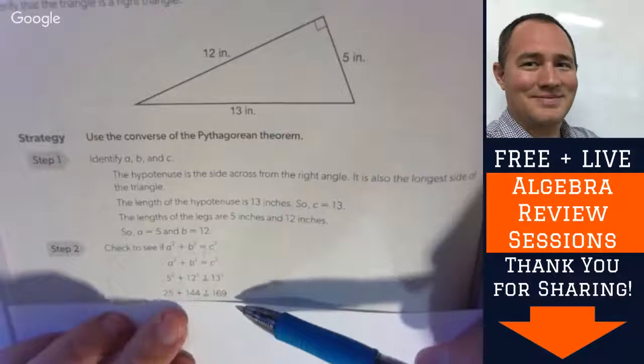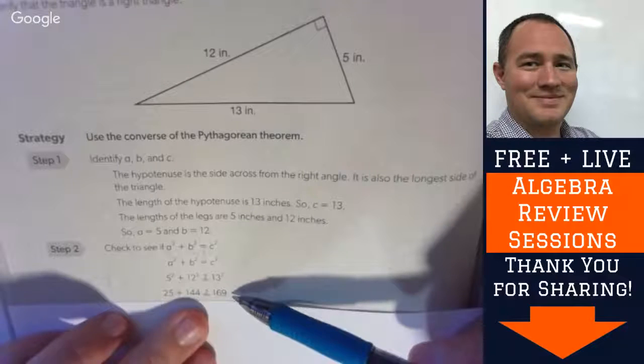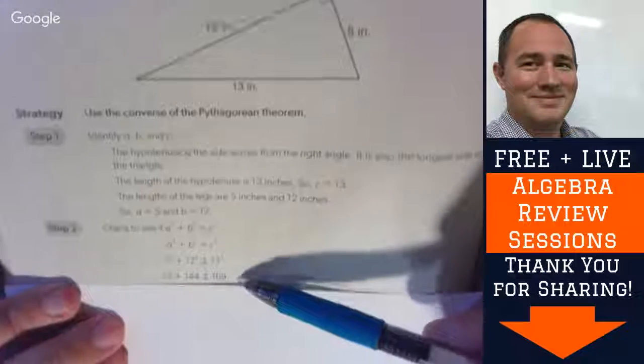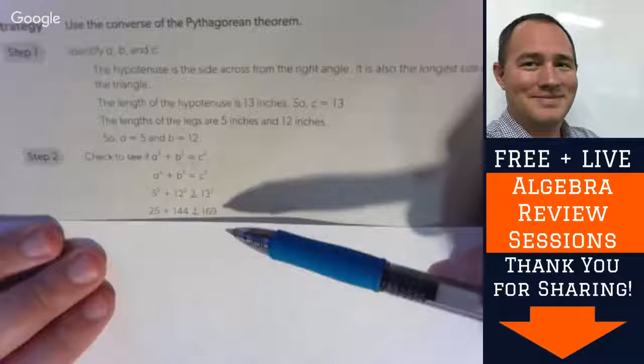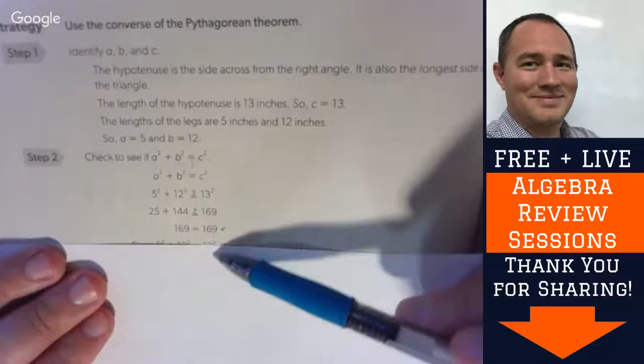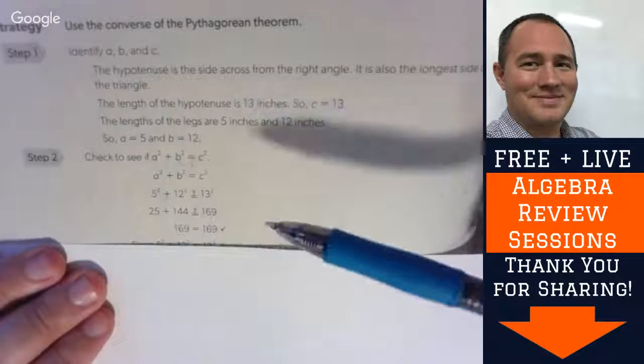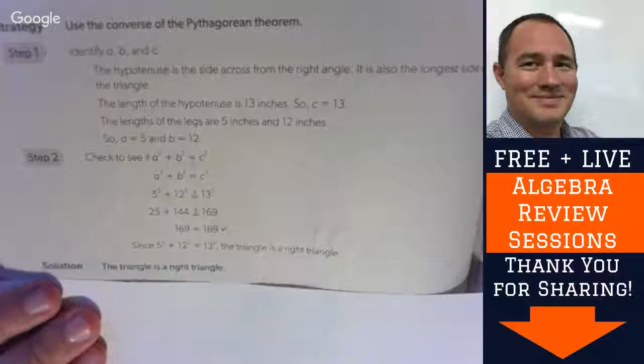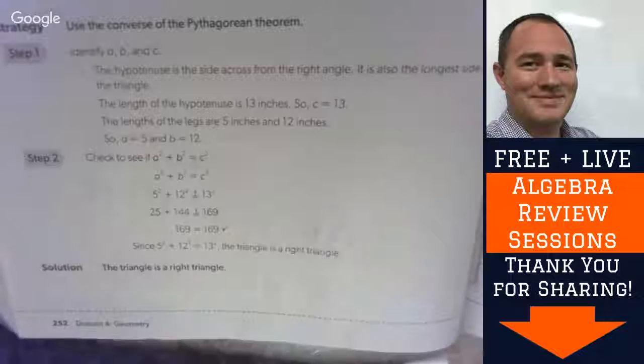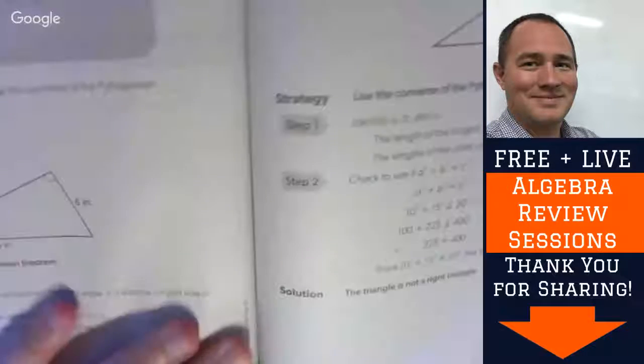So if we add 25 and 144, and that equals 169, then we would in fact have a right triangle, and it checks out. Those two numbers on the left do add to 169, so we would have a right triangle. Let's try one more.